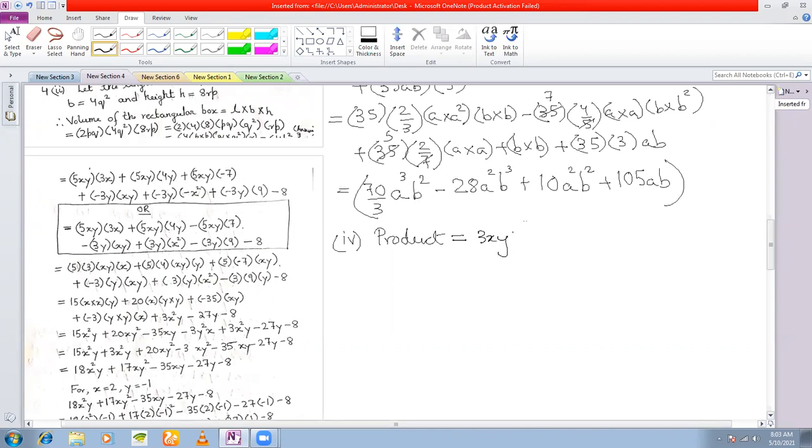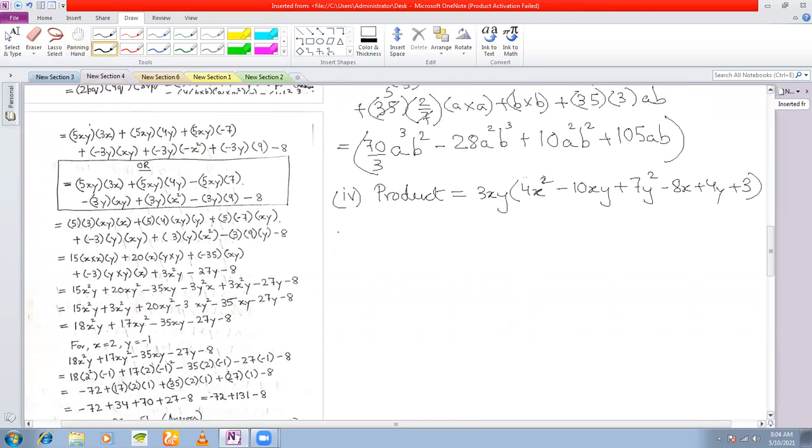Product is equal to the monomial that was given, 3xy, and the polynomial that was given to you here, 4x square minus 10xy plus 7y square minus 8x plus 4y plus 3. You have to multiply these two. We'll multiply in the usual manner.